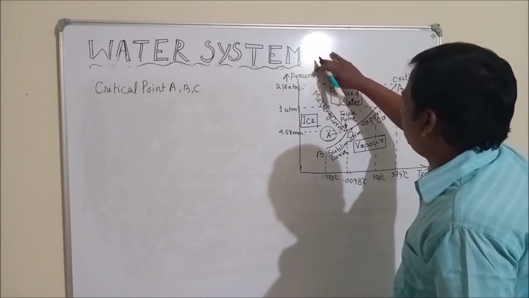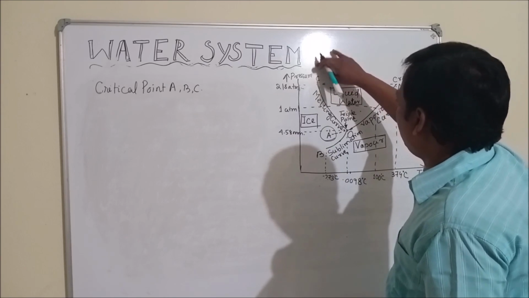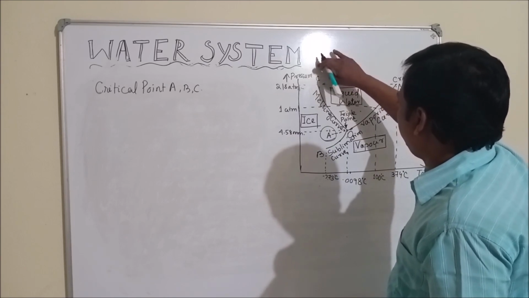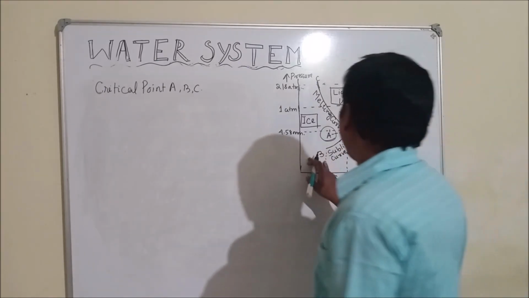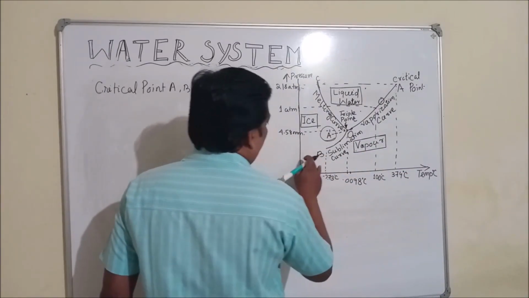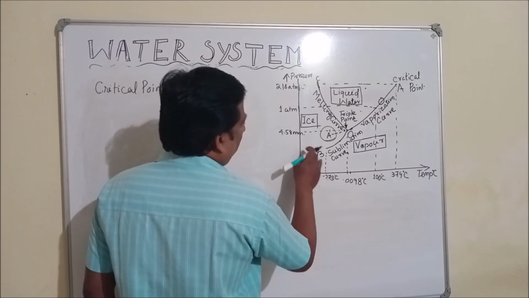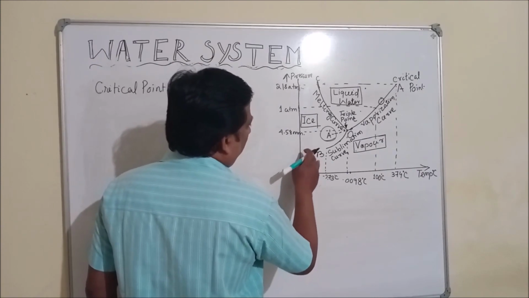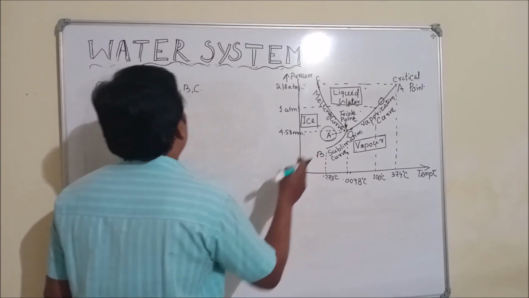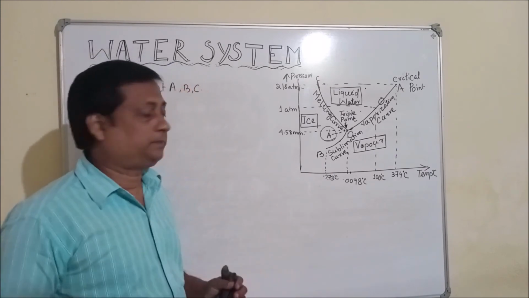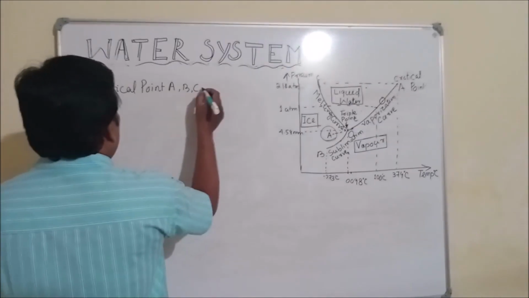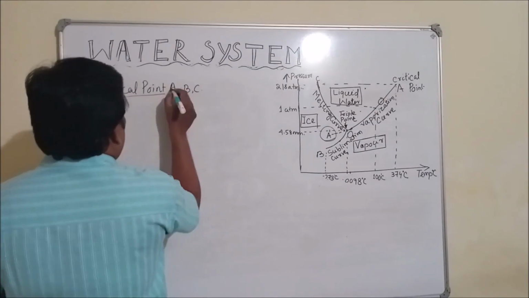So it is beyond C. So if you go beyond C, you cannot say whether it is solid phase or liquid phase. Similarly here, if we go beyond point B, you cannot say whether it is a solid phase or vapor phase. So these are called critical points. So critical points are A, B, C.